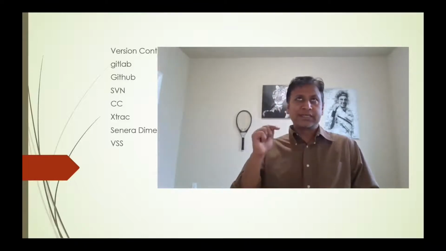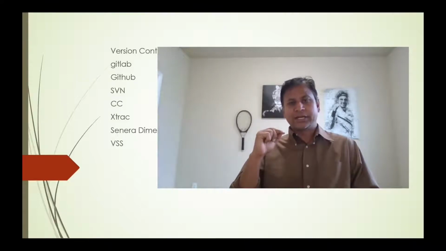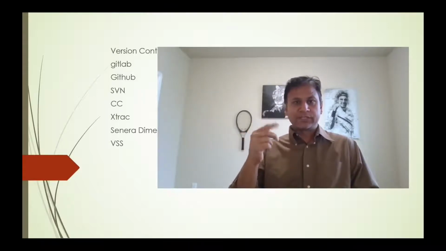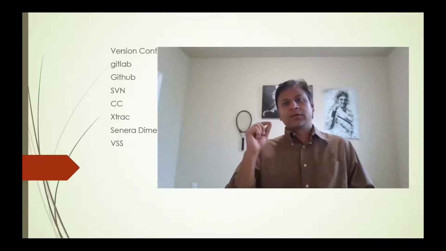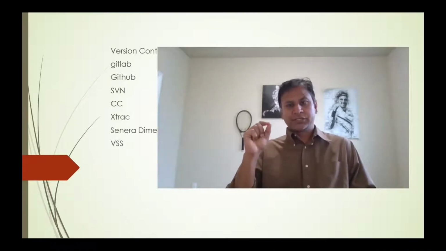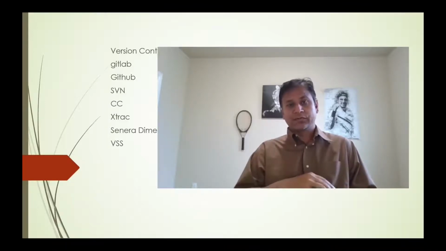Then in my previous organization, I could recollect, there was a configuration control tool that comes with HP-UX, Unix or Linux by default. Then Extra C, that is an altogether different product. Sometimes we use Serena Dimensions, and VSS is a Microsoft product, I think Visual Source Safe. Then another tool is Lotus Notes, which also has its own version control.